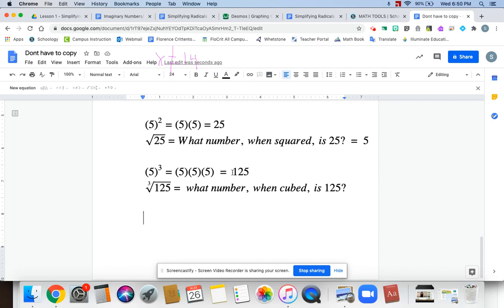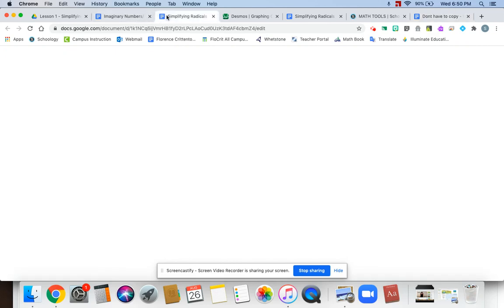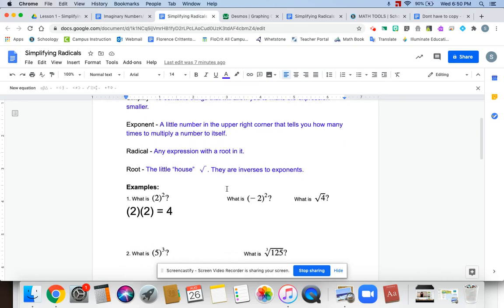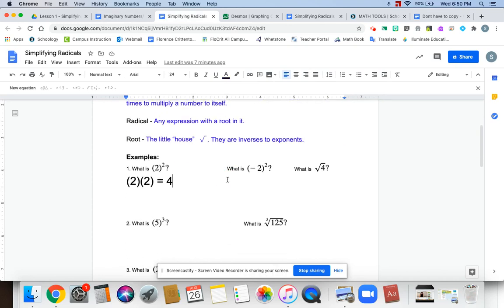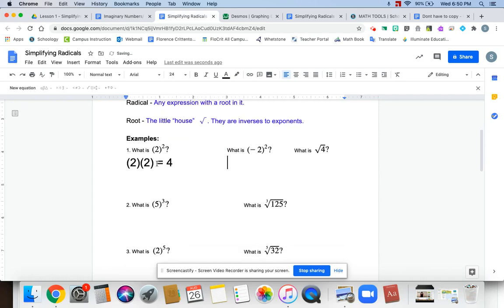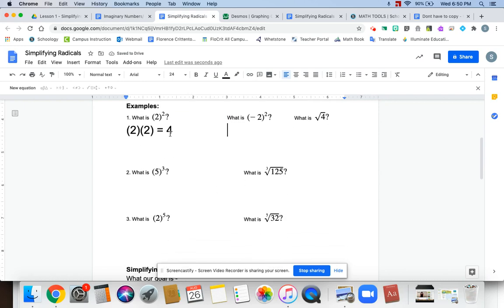Yeah, and so that is what a root is. So let's work through each little example. I already talked about how 2 to the power of 2 is 4, because 2 times 2 is 4. But what about for negative 2? Negative 2 times negative 2 is what? The answer is positive 4.